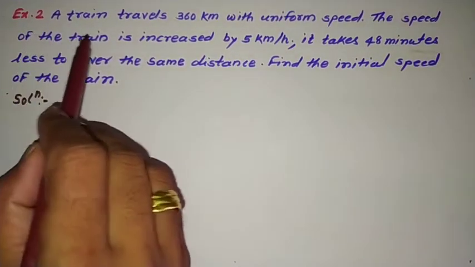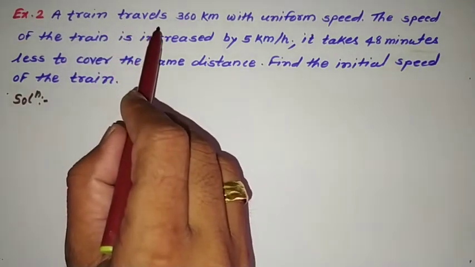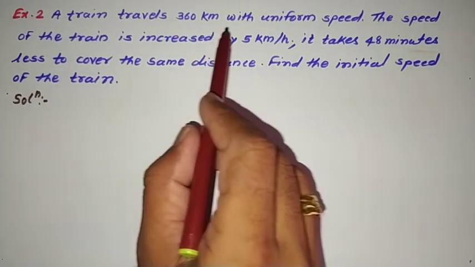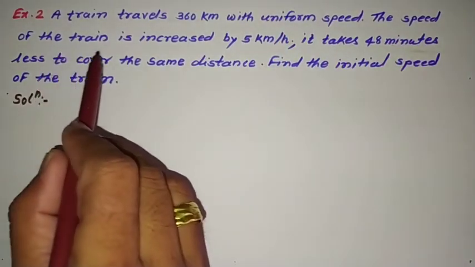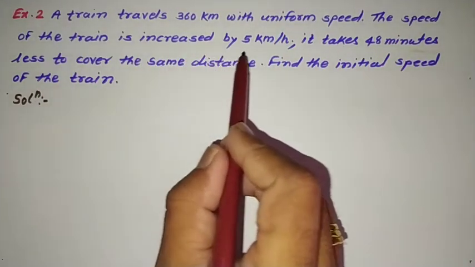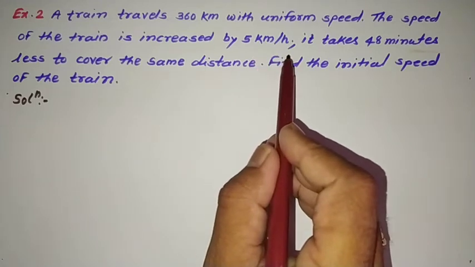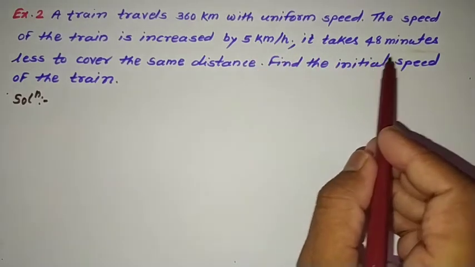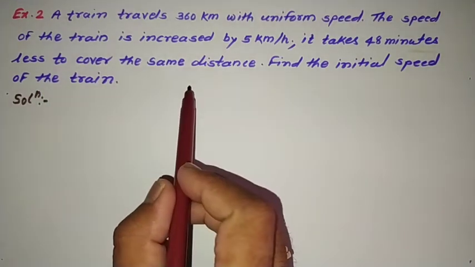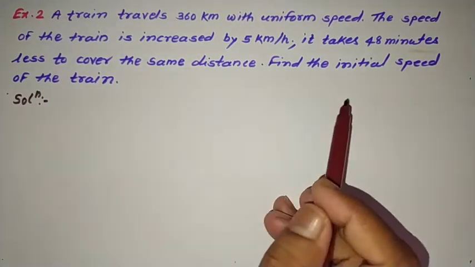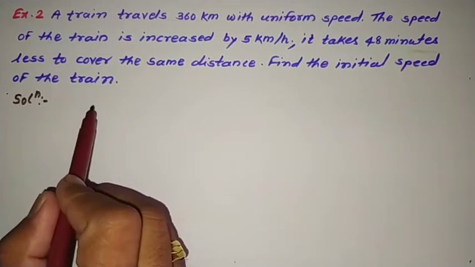Example number 2. A train travels 360 km with uniform speed. The speed of the train is increased by 5 km per hour. It takes 48 minutes less to cover the same distance. Find the initial speed of the train.